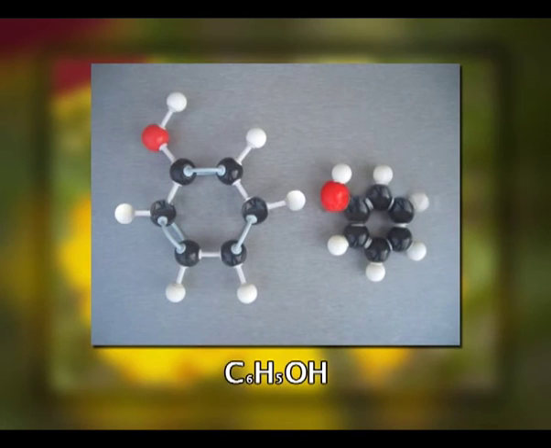Flavonoids are the largest group of naturally occurring phenols. Phenols contain the hydroxyl group attached directly to the aromatic nucleus. They are mostly found in the vacuoles of the plant cell.